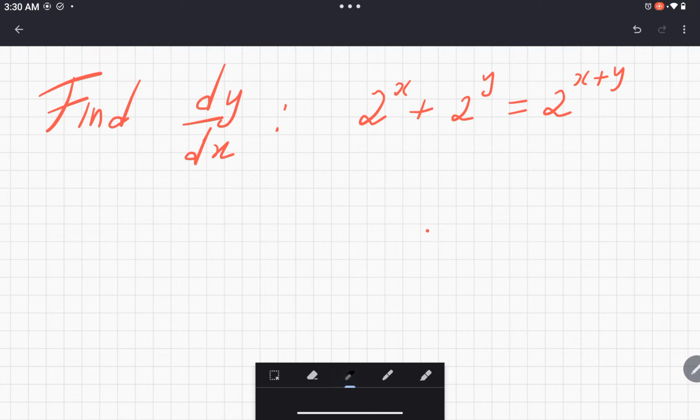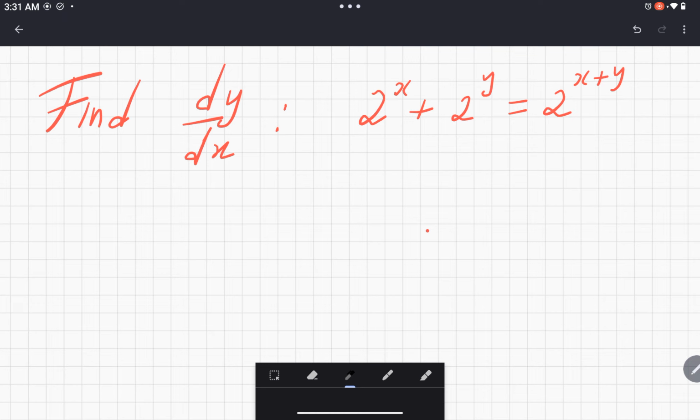Hello everyone. So today we are going to be looking at implicit differentiation. So the equation given to us is 2 raised to the power x plus 2 raised to the power y equals 2 raised to the power x plus y.